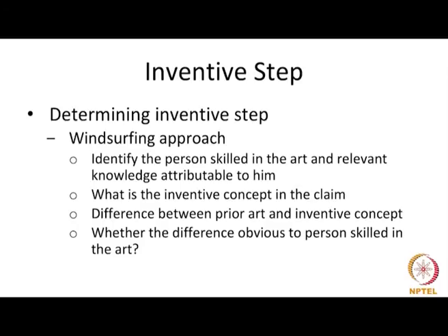So, the third step will be, now that the person skilled in the art is identified and the inventive concept has been construed or constructed, we see the difference between these two things. There is prior art and the inventive concept. In the earlier analysis, there was the closest prior art and the problem to be solved, and then you had the invention itself. So, once you do this, that is the third step, you will identify some difference between the prior art and the inventive concept. There is some difference between these two things.